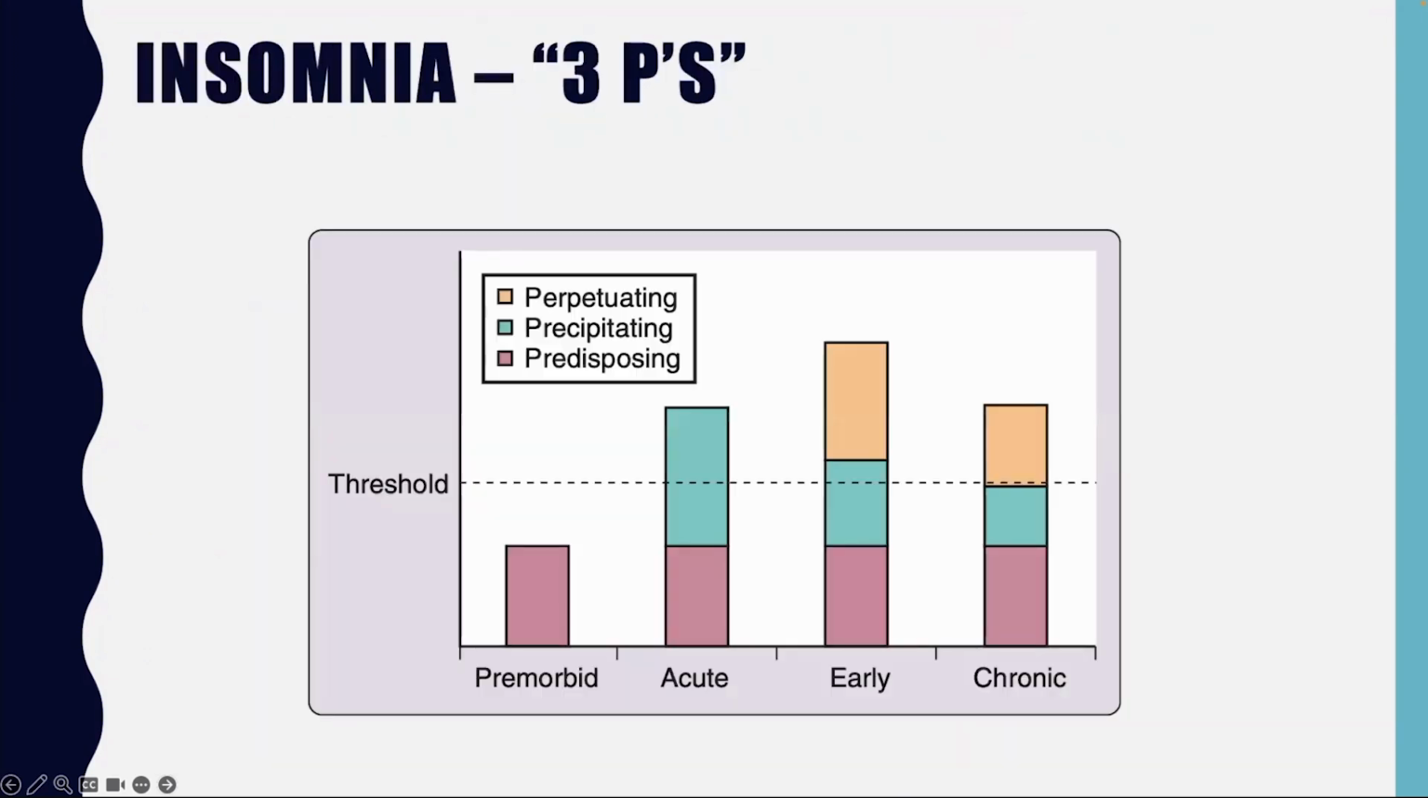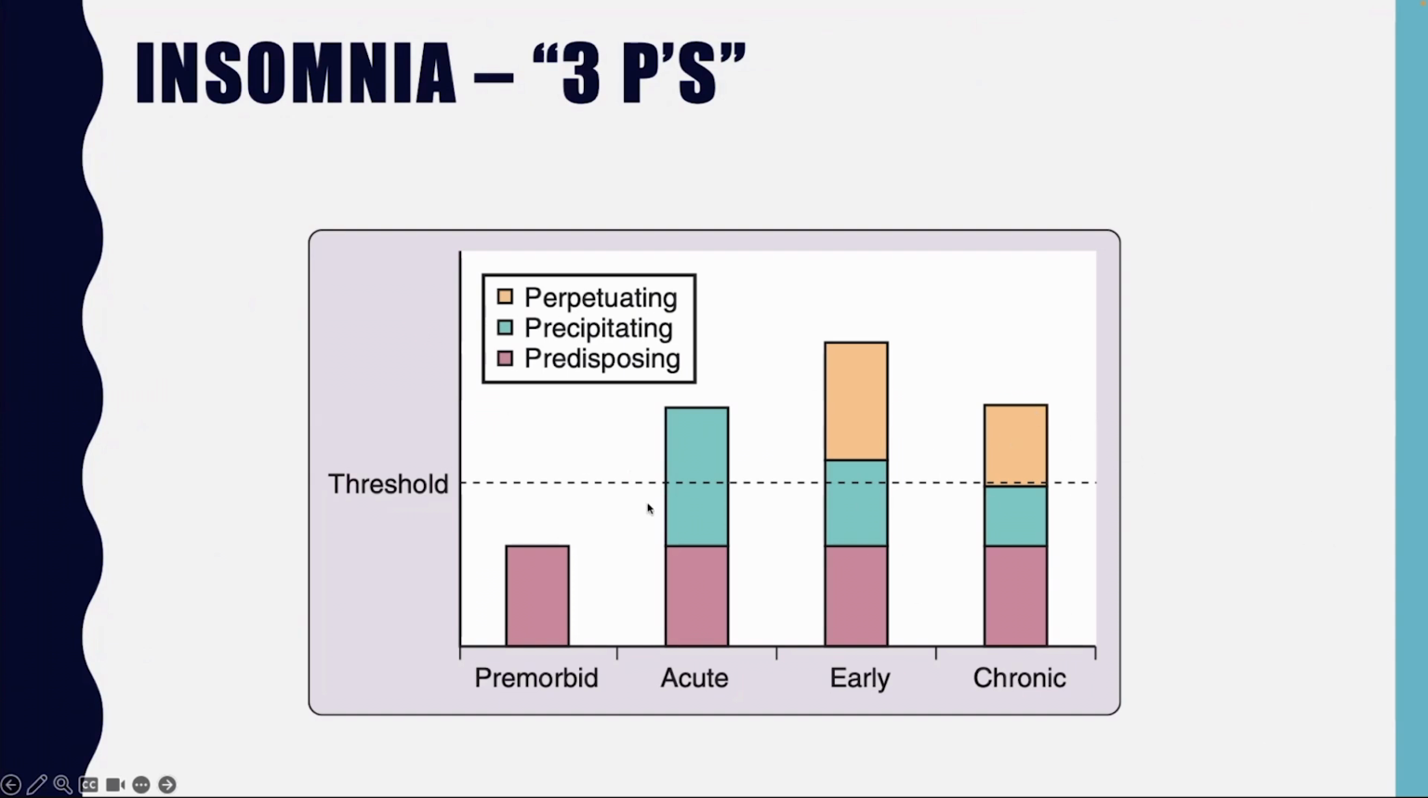So this is the classic Spielman 3P model of insomnia. You generally have three factors contributing to a lower threshold for insomnia. These include the predisposing factors in pink, followed by the acute precipitating factors in green, and the perpetuating factors in yellow. So both the precipitating and perpetuating factors are usually what put you and keep you over the threshold for insomnia.